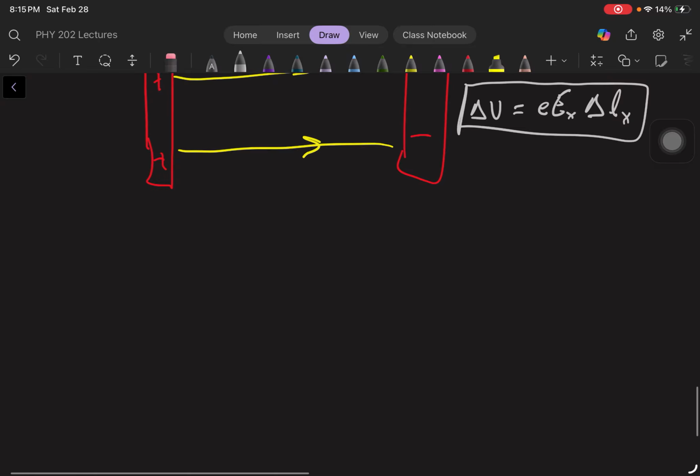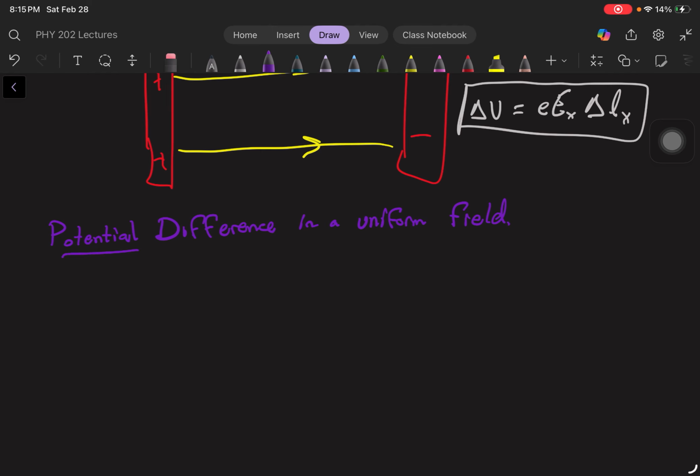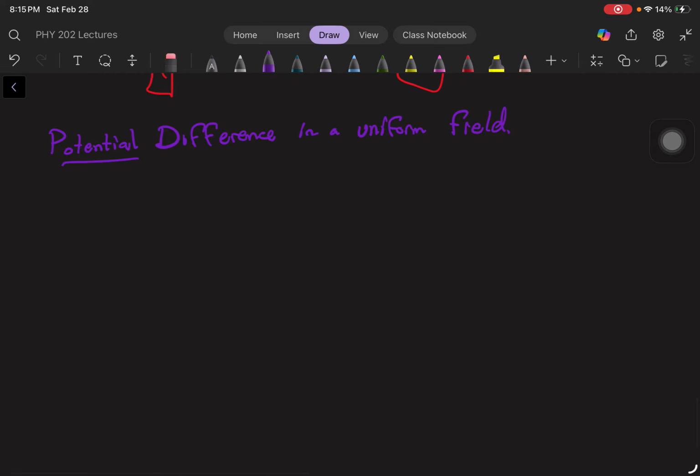Okay, and so let's briefly talk about potential difference in a uniform field. All right, and so far we haven't even really talked about what the electric potential is, right? We've just been talking about potential energies. So let's go ahead and figure that out. Let's kind of think out loud for a second.